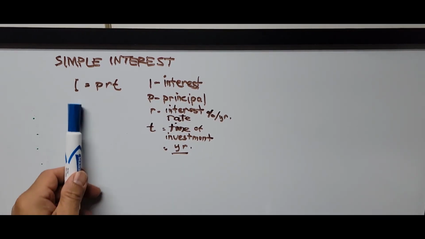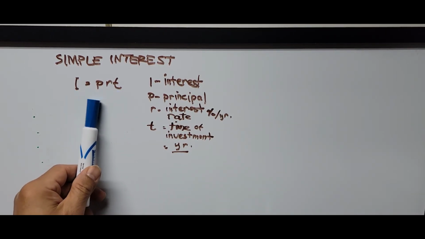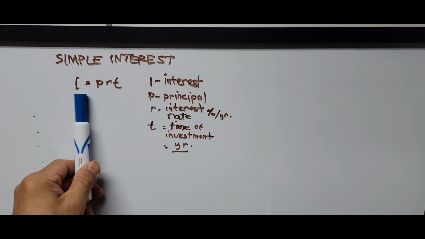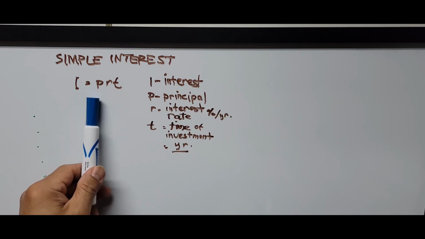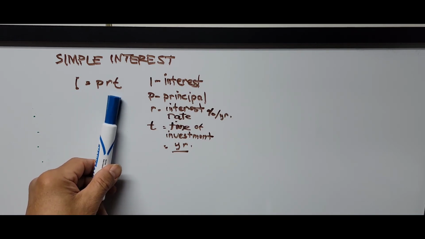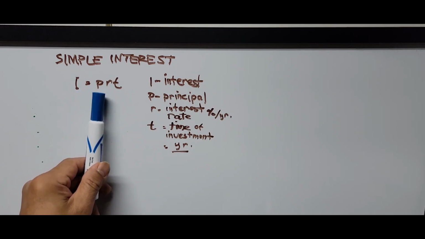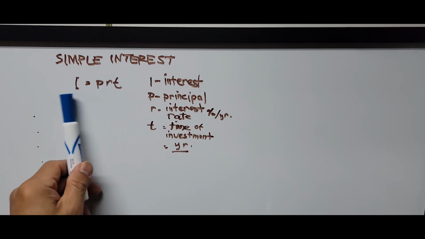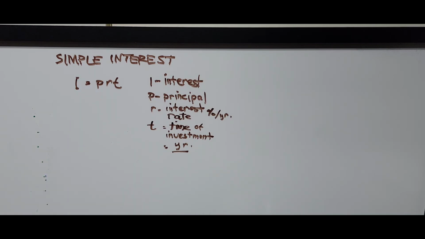So here, the formula I is PRT. These are all variables. What that means is, if these are all unknowns, given any three of these parts of the equation, we can find the value of the fourth one. Just in case we have the value of I, the principal and the rate, we can solve for time. And any other of these variables can be solved if the other three variables are given. All right, so let's start solving a problem.